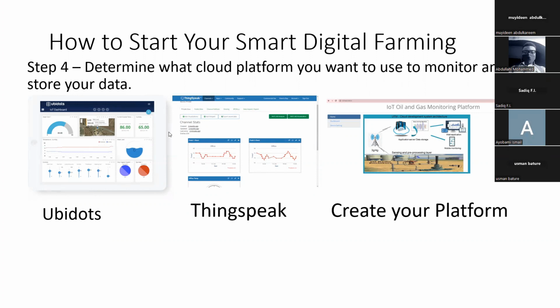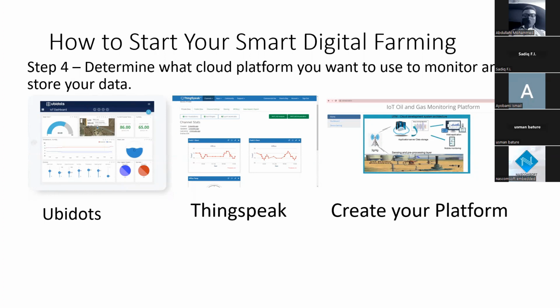Okay, so you need to determine what platform you want to use. Let's say, okay, you've gotten your hardware, you need to determine what platform. So your hardware has to be integrated to some of these platforms. So there are a lot of platforms out there. Examples are Ubidots, ThingSpeak, or you could create your own platform.